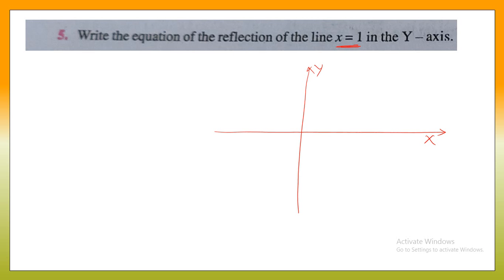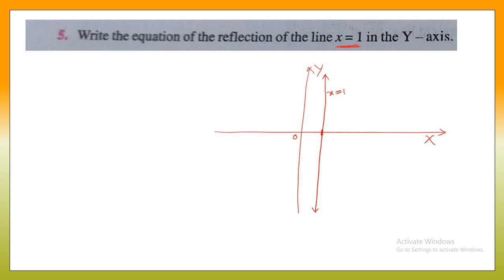So how will the line x is equal to 1 look, since this is the origin? x is equal to 1 means this point. So passing through this point, my line will be parallel to the y-axis. That means this particular line represents x is equal to 1. So this is nothing but my line x is equal to 1.